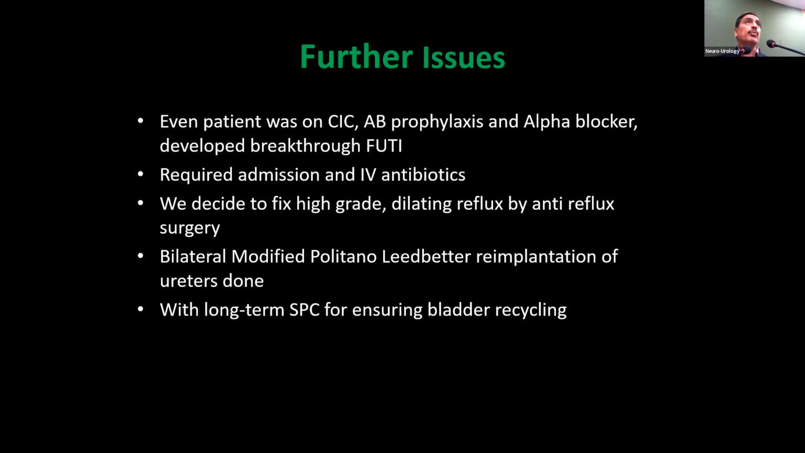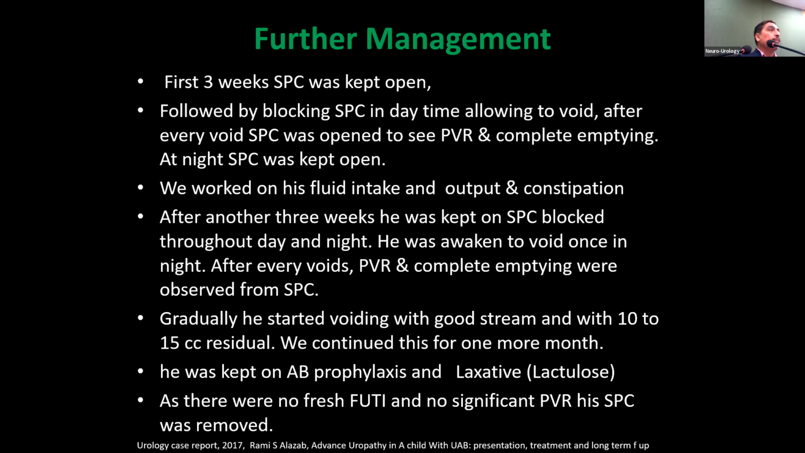I want to be very clear that the patient's eGFR and the creatinine were normal. Bilateral modified Politano-Leadbetter reimplantation was done with a long-term suprapubic catheter for ensuring bladder cycling. So how we did: in the first 3 weeks, we kept the SPC open. For another 3 to 4 weeks, we were closing the SPC in the daytime. Nighttime, we were keeping it open.